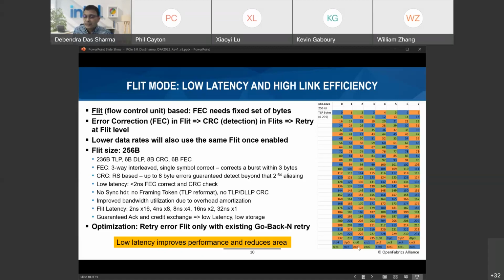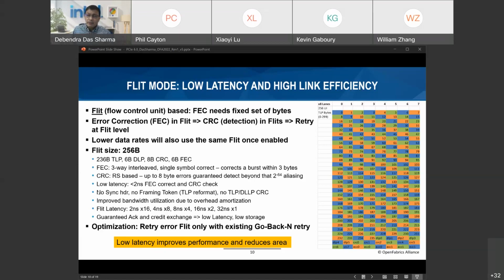The forward error correction that we deploy is single symbol correct, but we have interleaved them. The interleaving is color coded, and for every color there are 2 ECC bytes. That's all we need. Looking at the interleaving, any burst that happens, as long as it does not cross over 3 bytes, we can correct. That's what we rely on, and that's how we calculate the probability of retry. We look at the probability that the burst will be less than 3 symbols, and anything more than that, we're going to go through a replay.